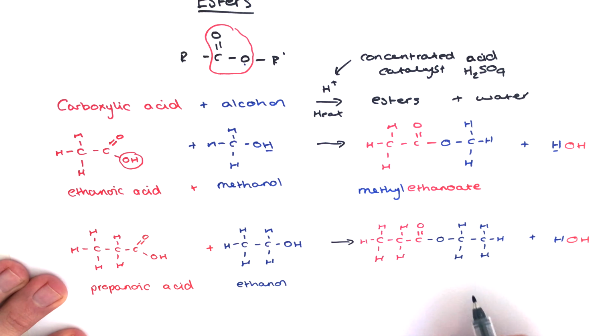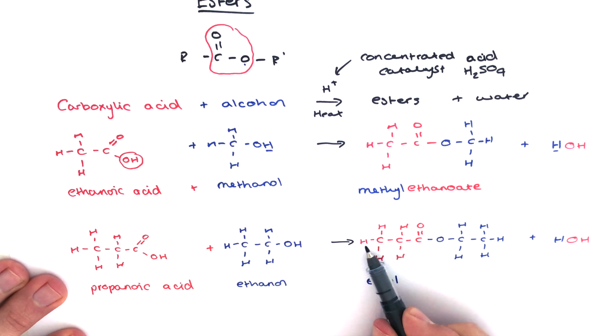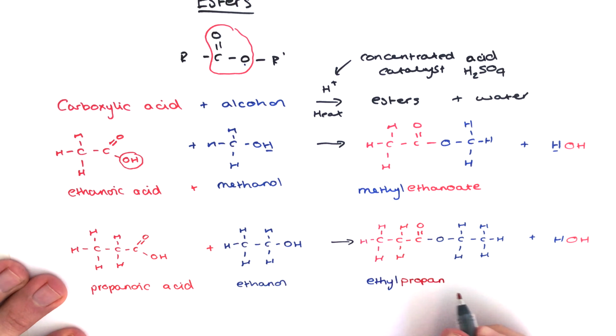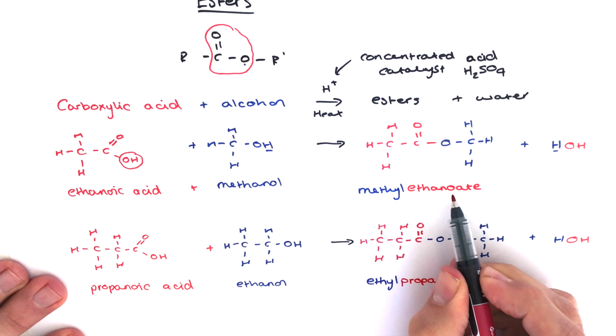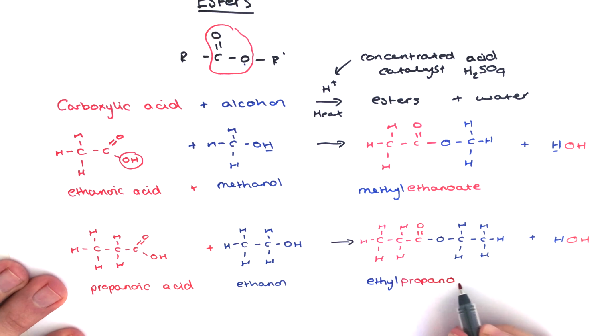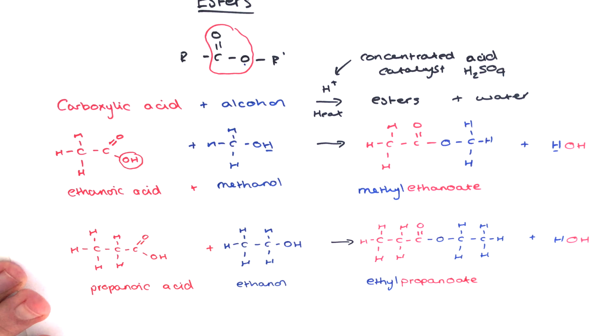So our name of our ester here, this is our side group here. So we've got our ethyl from the alcohol being ethanol. So ethyl. And then we've got 3 carbons in the rest of the chain. So it's propan for 3 carbons. And then the remaining part of the ester is oate. So our ester is ethyl propanoate. So I hope that's been helpful. You should be able to do this for GCSE.